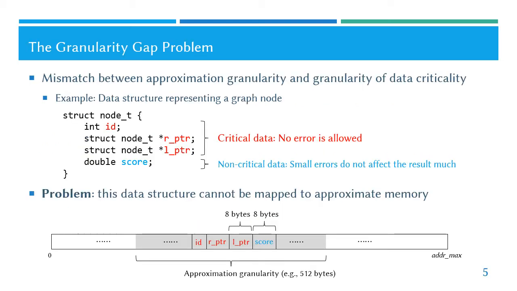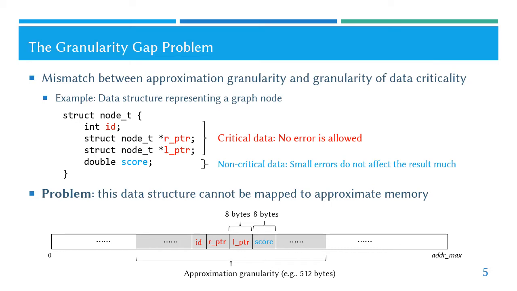So here comes the granularity gap problem. It is a mismatch between approximation granularity and granularity of data criticality. For example, this data structure represents a graph node that has an ID, pointers to other nodes, and the score of the node. The ID and the pointers are critical data because no error is allowed to be injected into this data, while the score of the node is non-critical data because small errors do not affect the result that much.